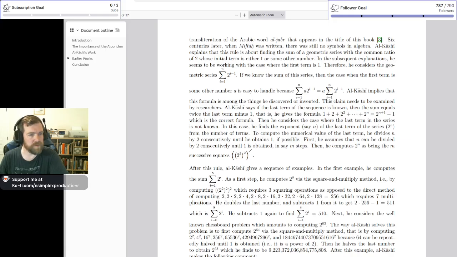Concise book of calculation by restoration and balancing. Yep, that was it. Restoration and balancing was really the thing that I was remembering, but not really.